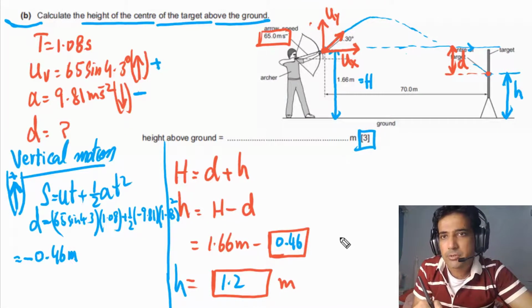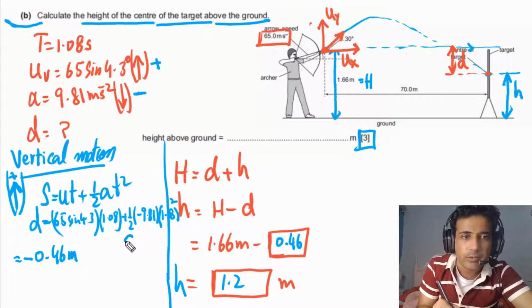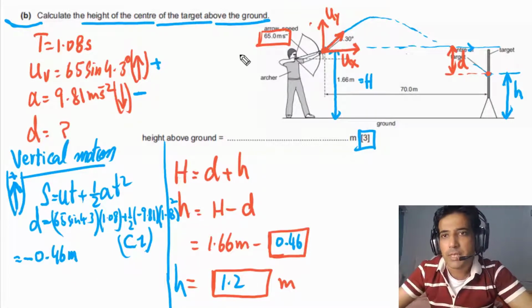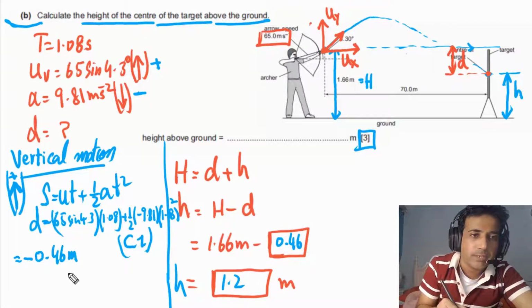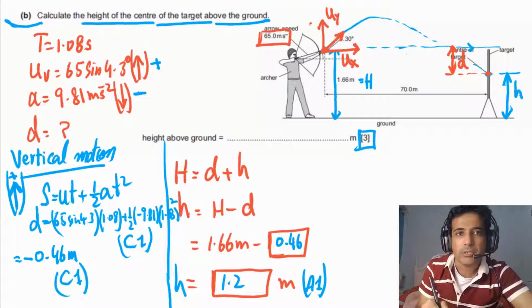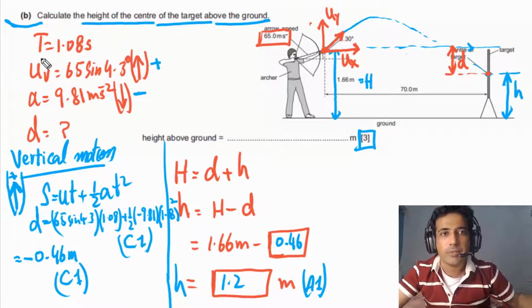This question has 3 marks. The first mark will be given to you if you have written this one. So this is the first mark. If you have written this, you will get the first mark. And the second mark you will get if you have got the right value of displacement, means the right value of D. So this is the second C mark. And the last mark is the answer mark. If you have got the right value of height, you will get the last mark, means you will get the answer mark. This is how marks will be awarded to you.